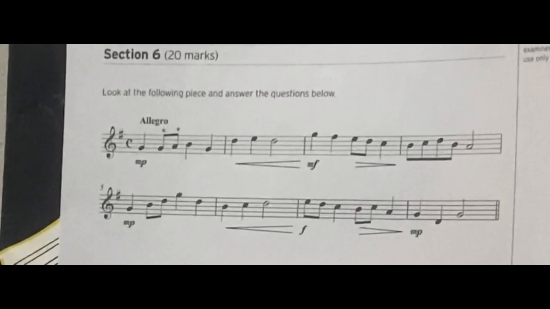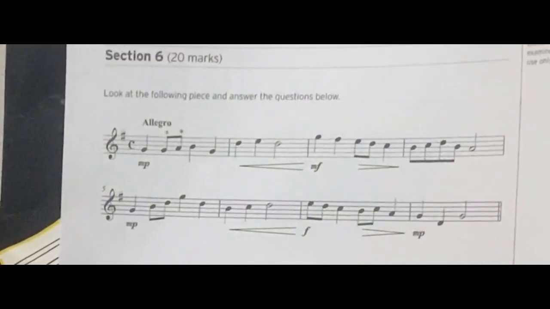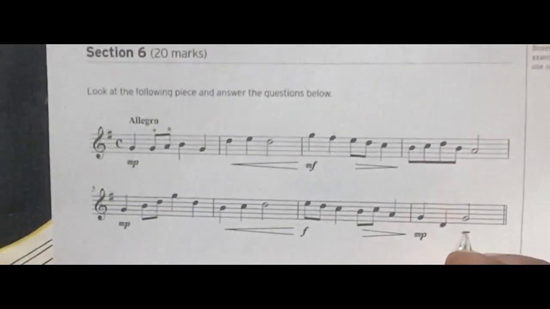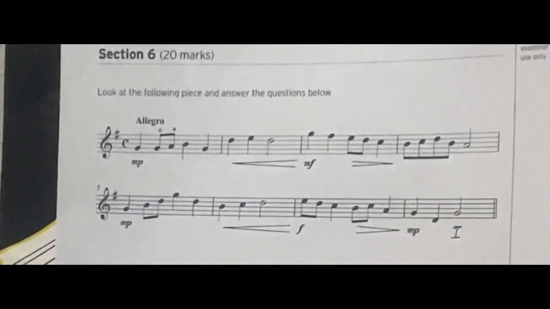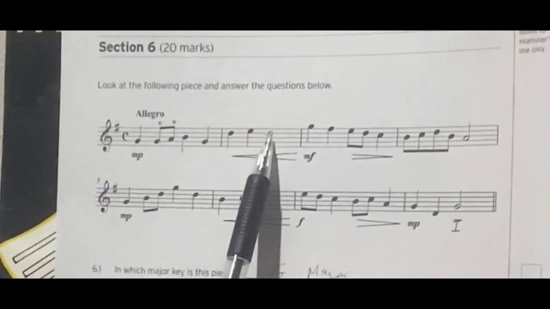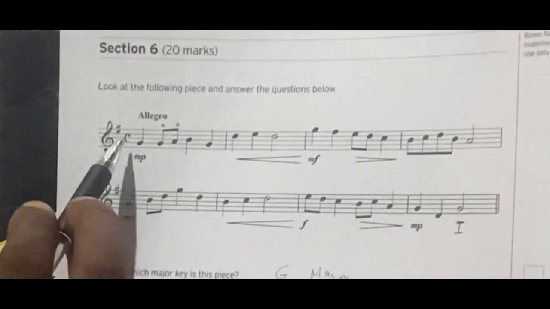Write a Roman numeral below the last note of this piece to show that a tonic triad should accompany it. Roman numeral could be a big I. It's a tonic, it's the first of the major scale, finishing on. Question 3, how many crotchet beats are there in each bar? Count the crotchets in the bar. It's the easy bar to count. 1 crotchet, 2 crotchets, there is a 4-4. It even tells you the common time. That's the answer right there.